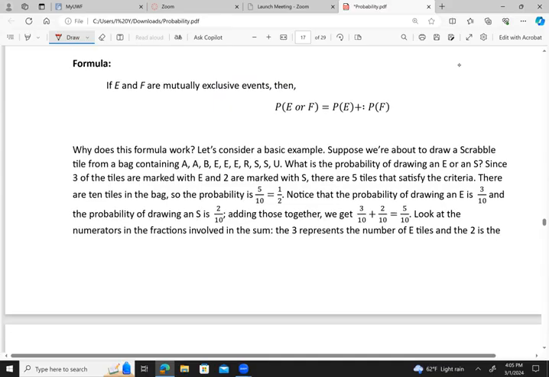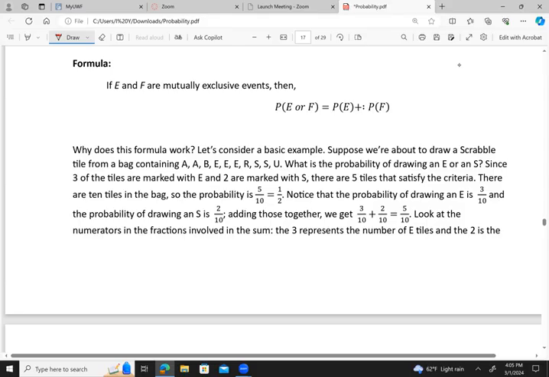So why does this work? Let's look at a basic example. Suppose we're about to draw a Scrabble tile from a bag containing A, A, B, E, E, E, R, S, S, U. What is the probability of drawing an E or an S? Since 3 tiles are marked with E and 2 are marked with S, there are 5 tiles that satisfy the criteria. There are 10 tiles in the bag, so the probability is 5/10 or 1/2.